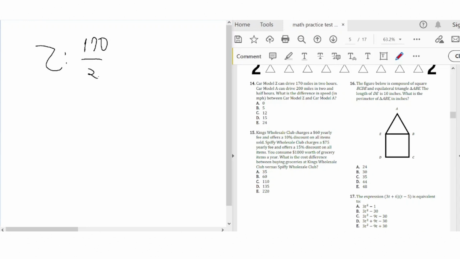Typing this into our calculators, we get the answer of 85. That's 85 miles per hour. Don't forget your units. Now, for A, we can do the same thing. 200 divided by 2.5 hours.